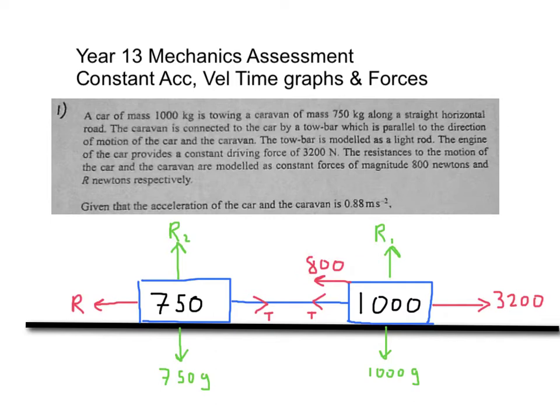We've got the tow bar tension, slowing the car down. This tension is driving the caravan forward. We have a resistance force on the caravan. The green force is the mg acting on the car, mg acting on the caravan, and the reaction forces here. Because there's no friction, the green forces have no impact on the horizontal motion.